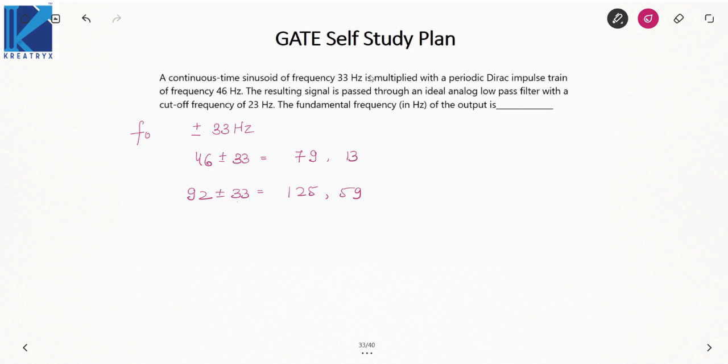But the filter only passes up to 23 Hz. Which is the frequency lying under 23 Hz? That is 13. So the answer would be 13 Hz. Okay. So you just have to draw the output frequencies and then check which frequencies lie inside the band of the filter.